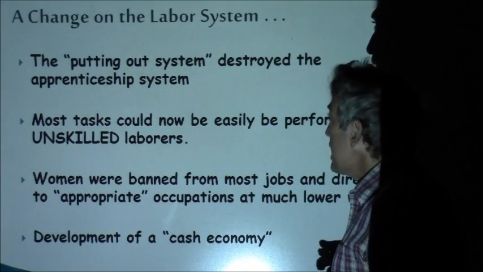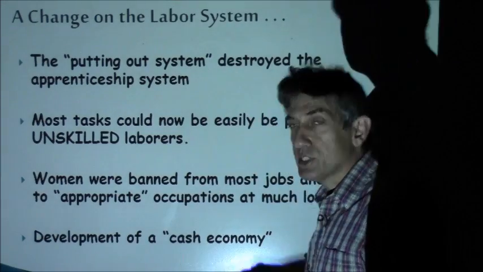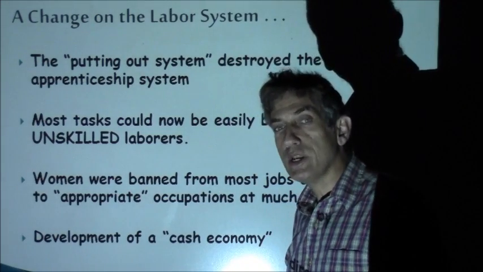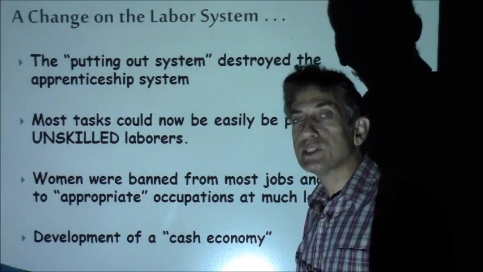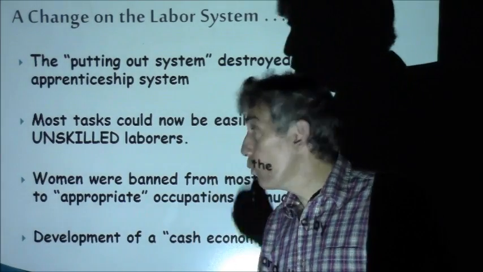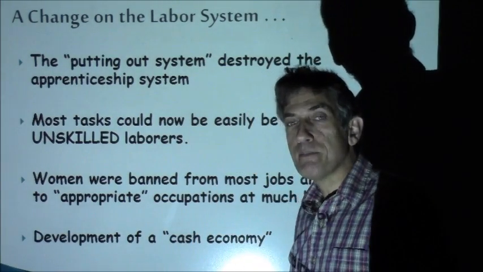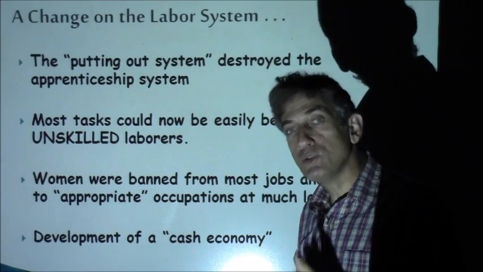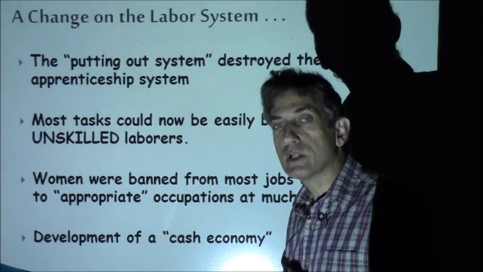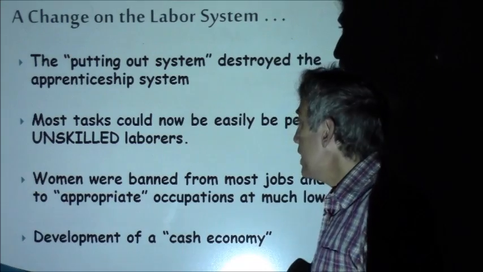The labor system had now changed. The putting out system, as mentioned prior, had destroyed the apprentice system. There's no reason to have an apprentice anymore, because now we're only doing one task. Unskilled laborers became a dominant part of the workforce now, because they only had to do one task. They could be shown it very quickly, and they would go on from there.